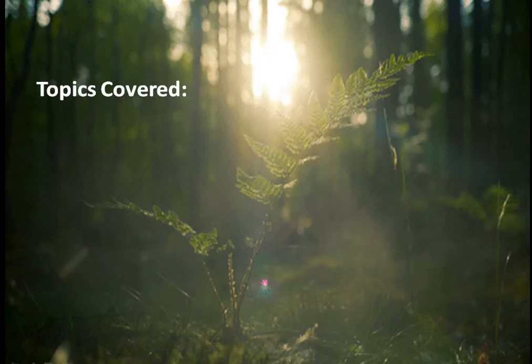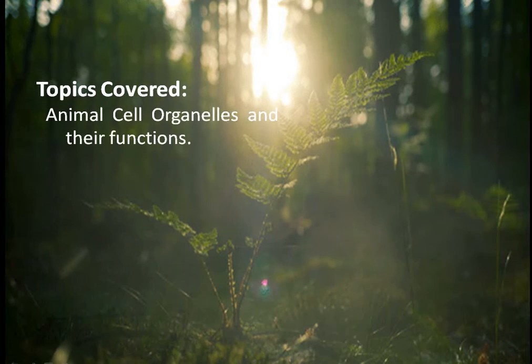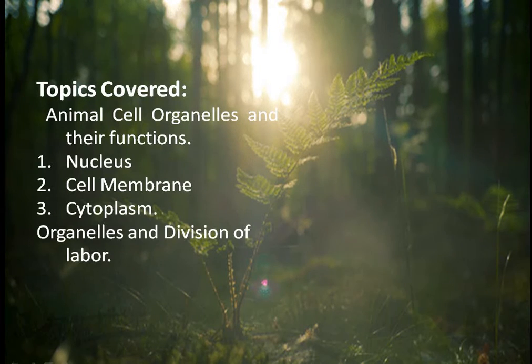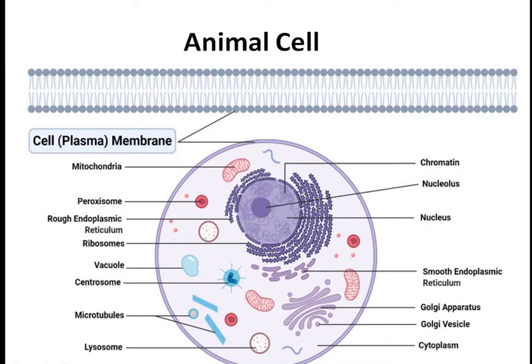In today's lesson, the topics that we are going to cover are that of animal cell organelles, the organelles that are found in animal cell and their respective function. The organelles that we are going to discuss are nucleus, cell membrane and cytoplasm, and we will also see what's the meaning of division of label and the literal definition of organelles.